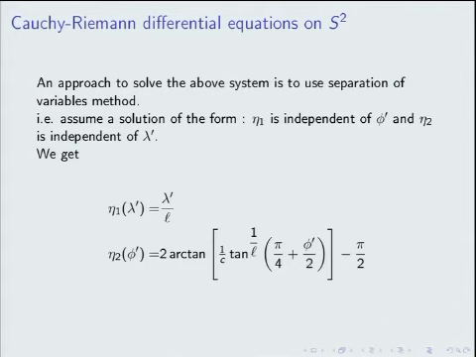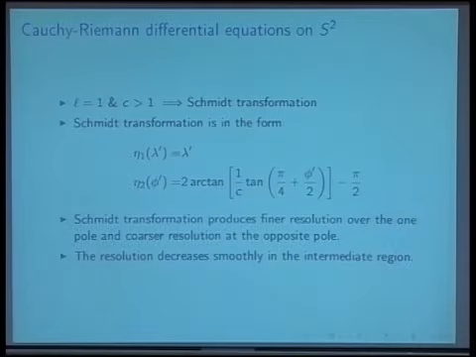We get this solution. Interestingly, when you set L equal to 1 and retain C, that becomes a Schmidt transformation. The Schmidt transformation is written in a different form here in terms of arc tangent and tangent functions. So this will produce fine resolution over one of the poles, and the resolution will decrease as we move towards the other pole, and it's a smooth decrease in the region between these 2 poles.